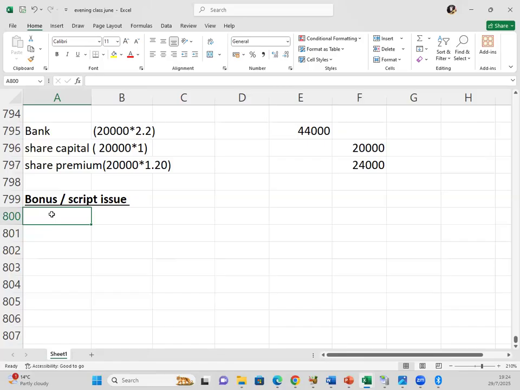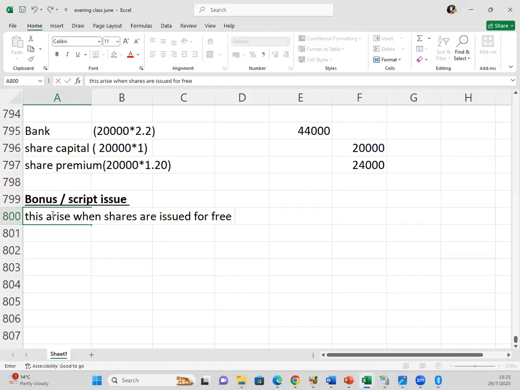So a bonus or scrip issue arises when shares are issued for free to existing shareholders. So take note, these are free. That's the first thing to take into account. And number 2 is that they go to existing shareholders.